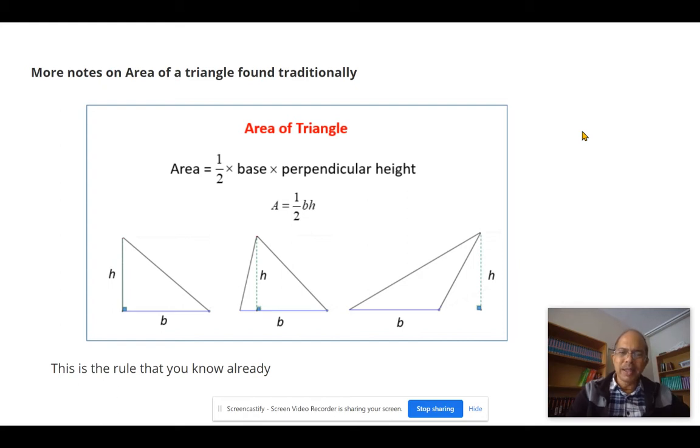Just to remind ourselves that the height in a triangle is always the perpendicular height. So in each case, you can see that a perpendicular line is drawn from the vertex at the top, if you're using that, to the base, and that is considered as the height.